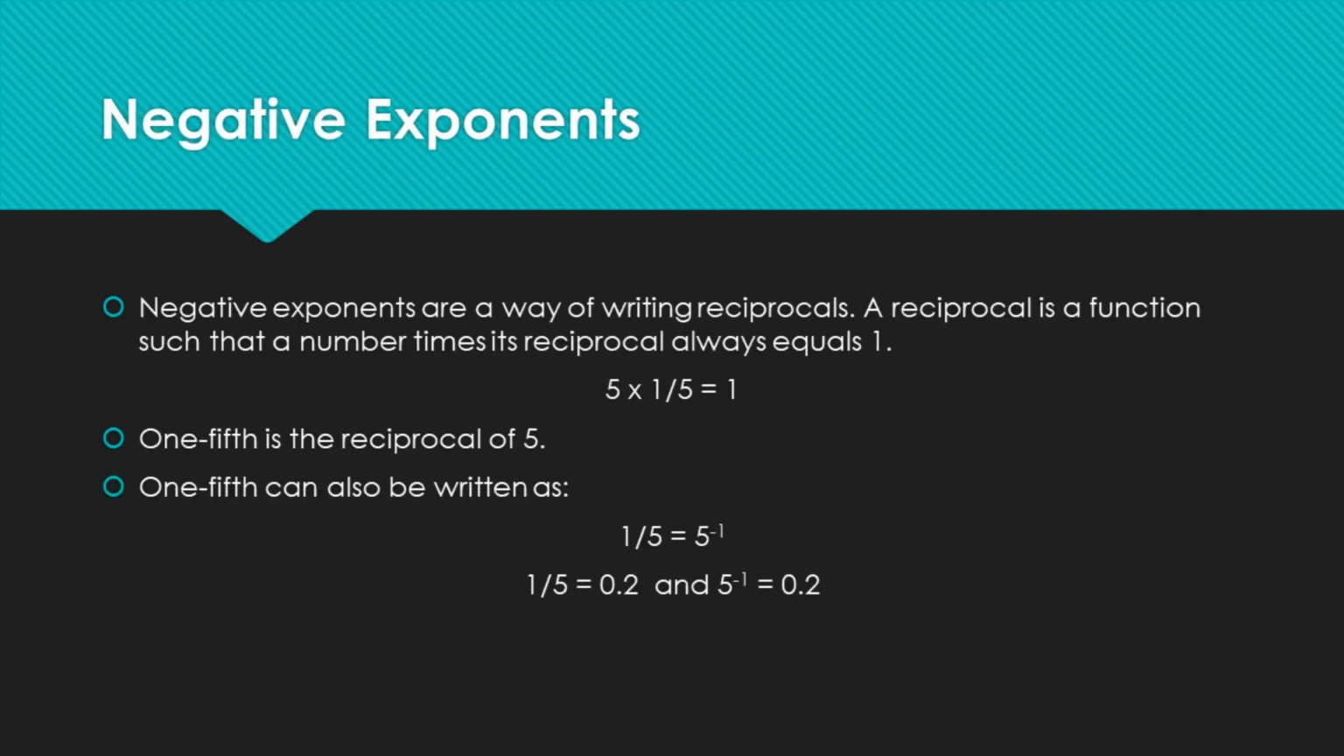Exponents are not always positive numbers. They can be negative as well. Negative exponents are reciprocals. A reciprocal is a function such that a number times its reciprocal always equals 1. As an example, 5 times 1/5 equals 1. 1/5 is the reciprocal of 5. 1/5 can also be written as 5 raised to the negative first power. If you need to prove it, try it out on a calculator. 1 divided by 5 is equal to 0.2 and 5 raised to the negative first power equals 0.2.